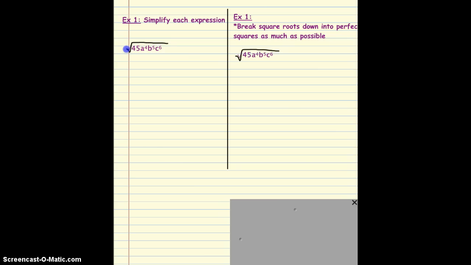Again, we want to break things down into perfect squares as much as possible. So I know the square root of 45, let's see, 45 can be broken down into 9 times 5. Now, variables. When they have even exponents, they can be perfect squares. When they have odd exponents, they are not perfect squares. So, even exponents is what we want.